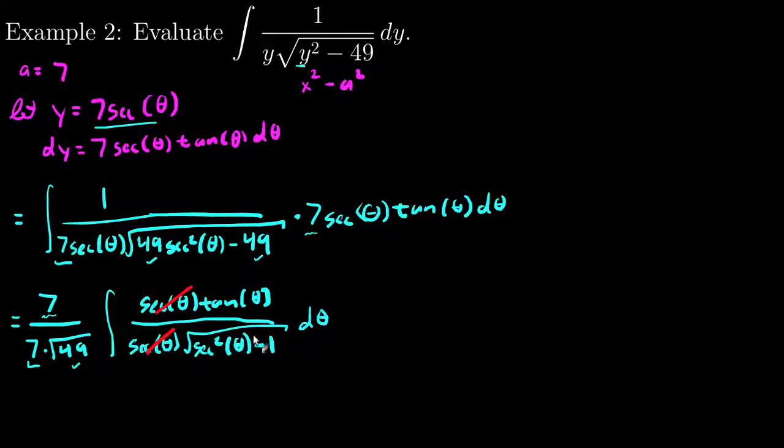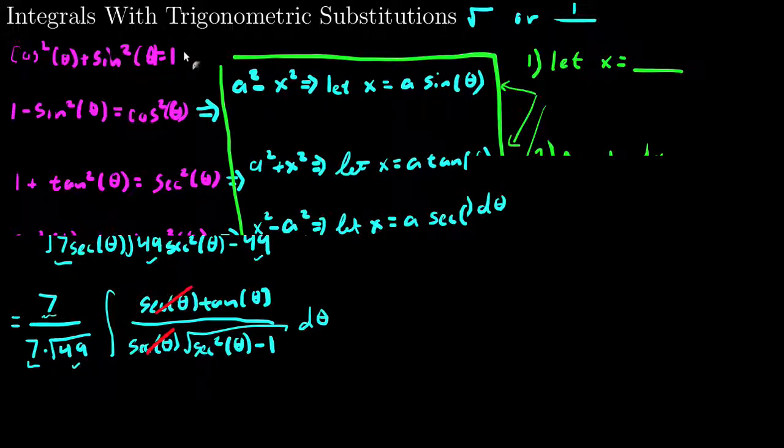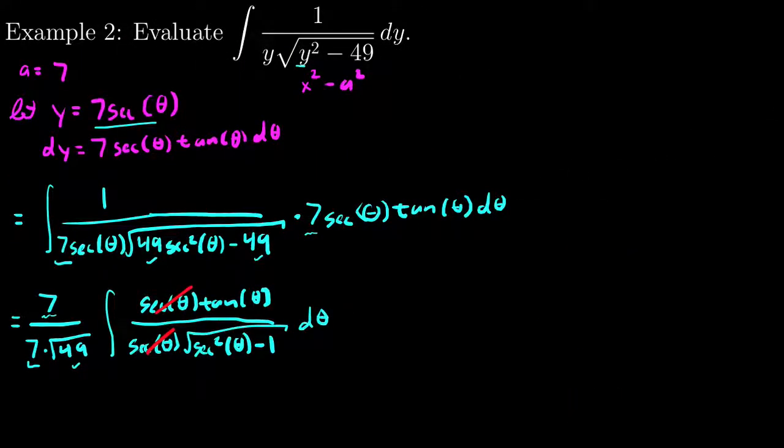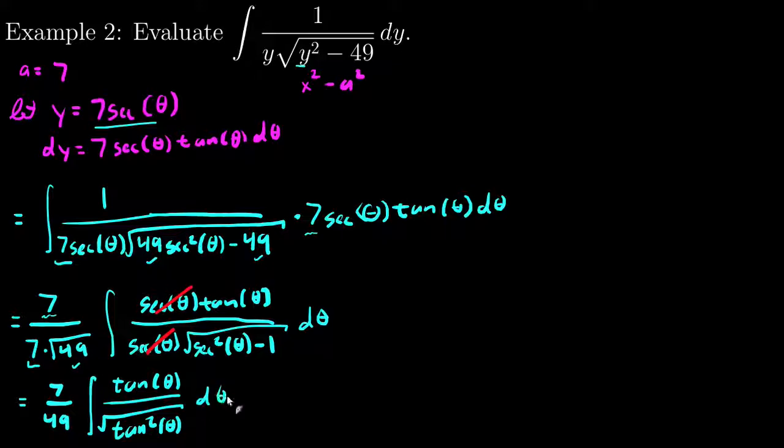And I see a secant squared theta minus 1, and looking back here, once it loads, secant squared theta minus 1 is tangent squared theta. So I can rewrite this as, let's see, 7 times the square root of 49 is 7 times 7, 49. So I'll put this down here, 7 over 49. Integral of, I have tangent theta in the numerator. Secant squared minus 1 is equal to tangent squared in the denominator.